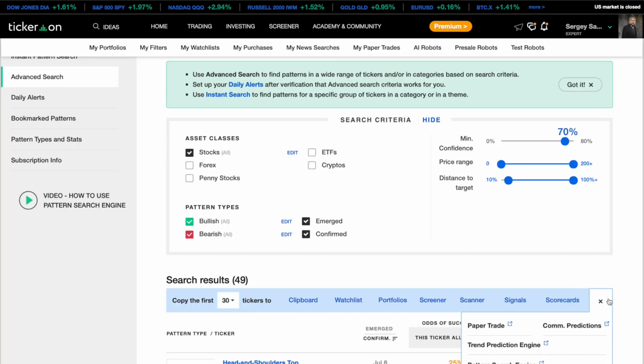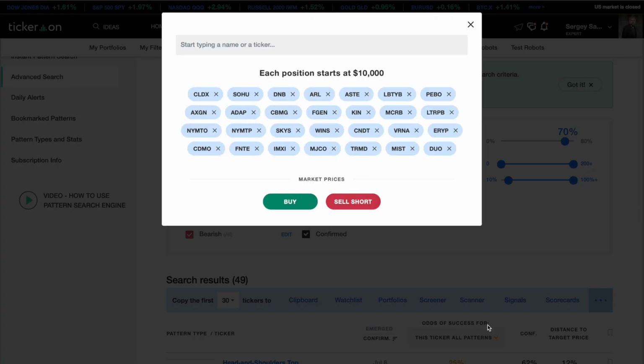If you want to test out the predictions from yours truly, click on the paper trading options and you can paper trade any stock you are interested in. This will allow you to simulate taking a position in it without risking any money. You can see how you would have done if you put $10,000 into the stock.